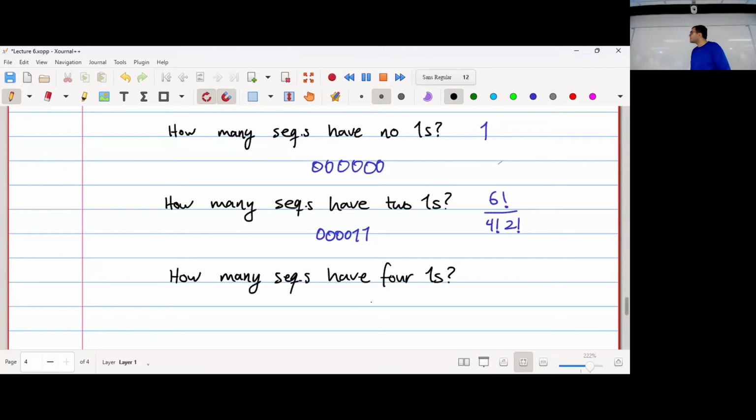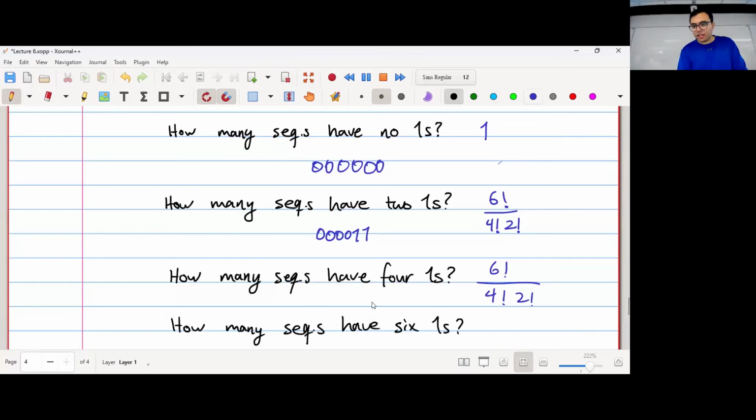Okay. Same number, actually. Because if they have 4 ones, then they have 2 zeros. So the number will not change. It's the same as 6 factorial over 4 factorial, 2 factorial. And finally, how many sequences have 6 ones?